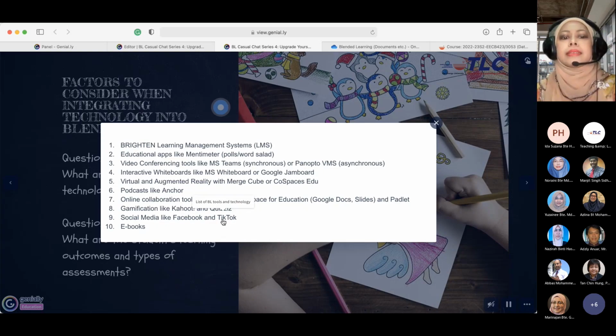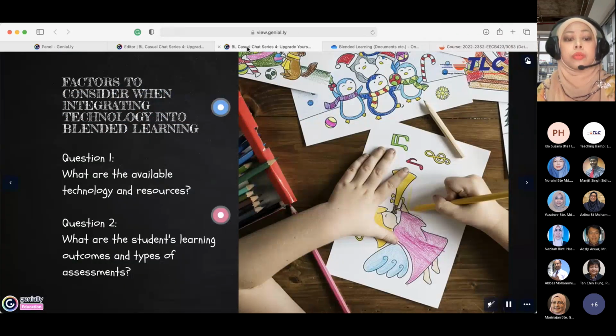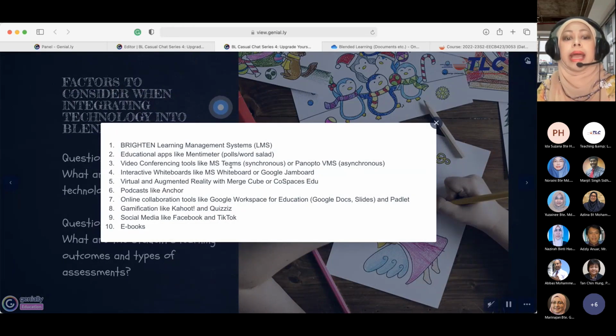And of course, for the Brighton learning management system, we are going to see that we have this kind of prepared course, something like that. Okay, this is for you to use. It's already there. And of course, educational apps like Mentimeter. So wondering how you want to get your feedback instantaneously. You can do this almost in a split second.